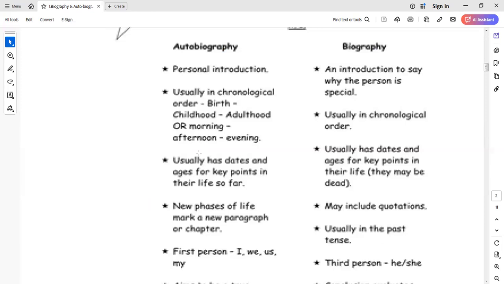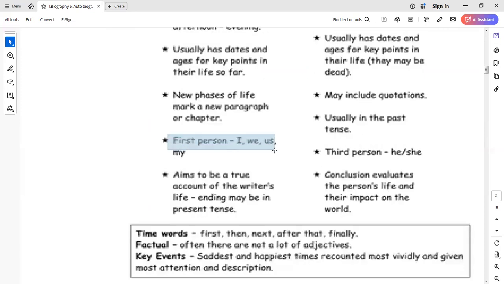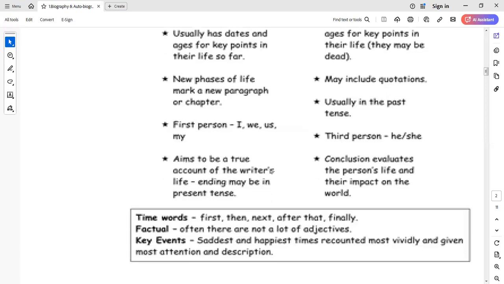Of course, in the autobiography, you mention the dates and the ages for key points in their life so far. The biography also usually has dates and ages for key points in their life. Now, new phases of life mark a new paragraph or a chapter. In the autobiography, you use the first person: I, we, us, my. In the biography, the third person: he or she.